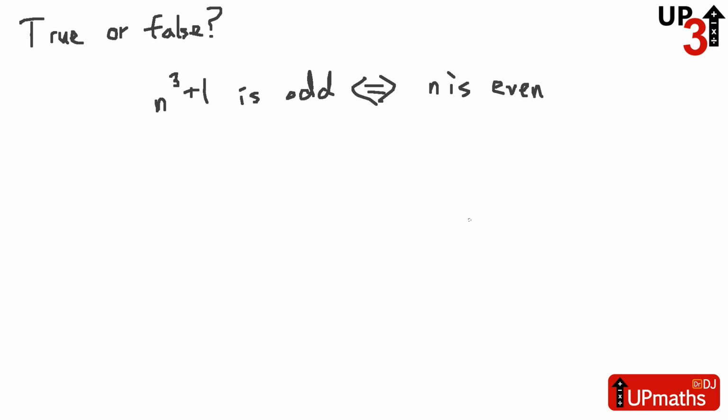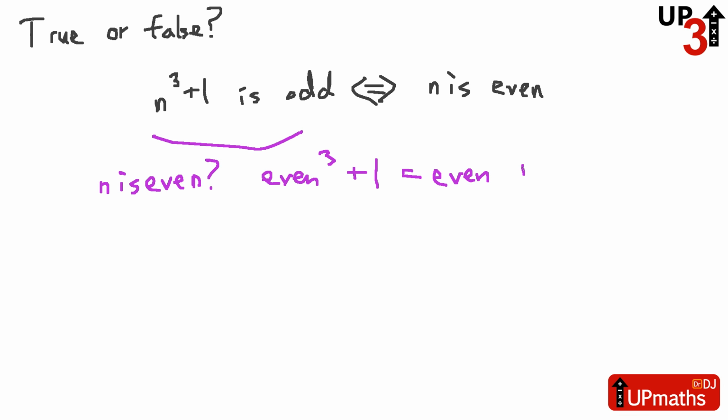True or false? n cubed plus 1 is odd implies that n is even, implying in both directions. I'm going to be a bit creative in how I answer this. I don't know a very systematic way that always works, as in which side to do first. Anyway, I'm going to start with this side, and I'm going to say, what if n is even? Well, in that case, I've got even cubed plus 1, which is even plus 1, because if I cube an even number, it's still even, which becomes odd.